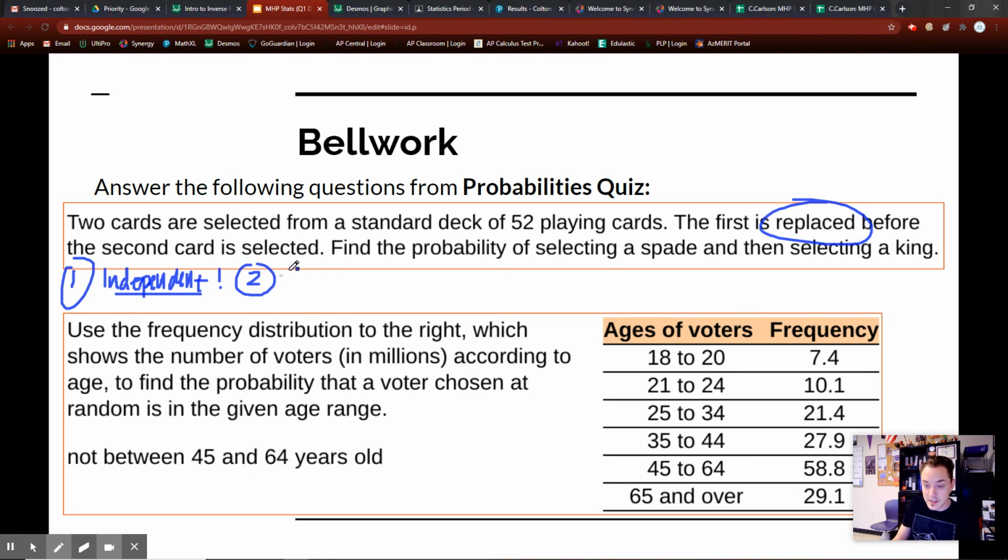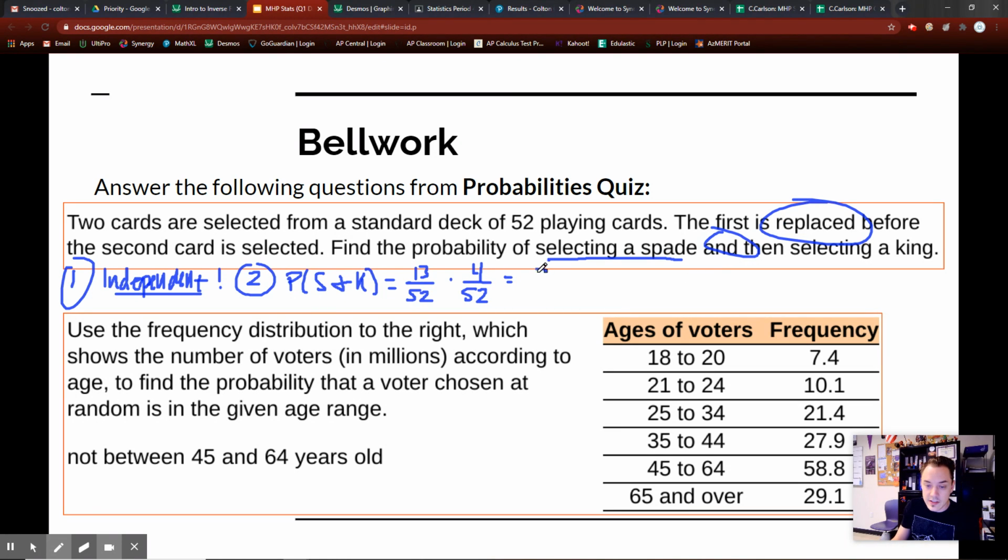So the second step in my problem is to then do the actual math. Find the probability of selecting a spade and then a king. The word "and" means multiply. So what's the probability of selecting a spade? Well, there's 13 spades in the deck out of 52 cards, times, and then how many kings? There's 4 kings in the total deck. Remember, my total doesn't change because the first card is replaced after I drew it. So it's still going to be 52 cards.